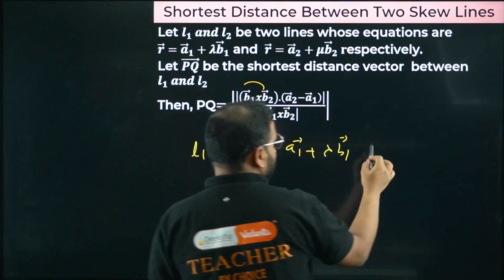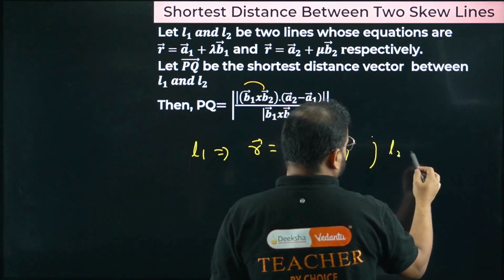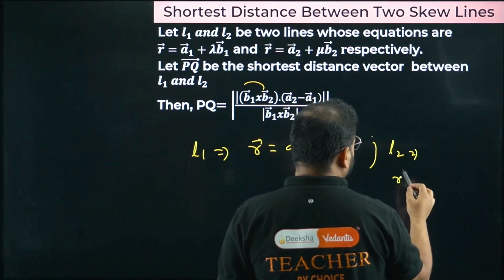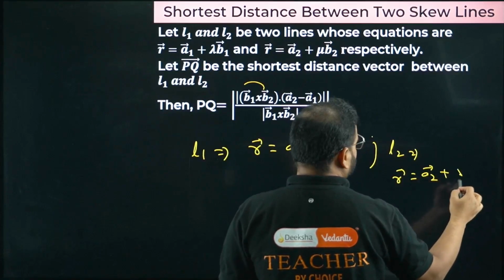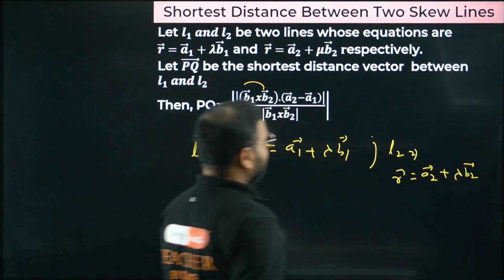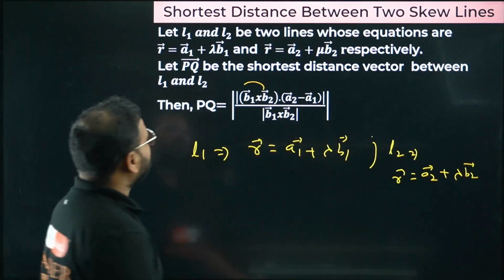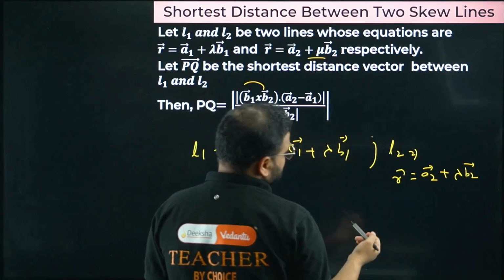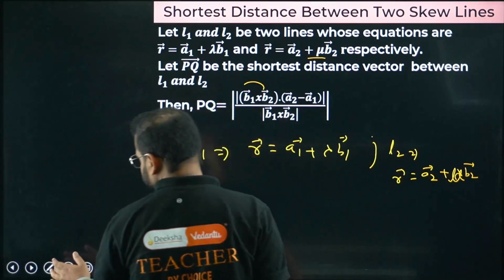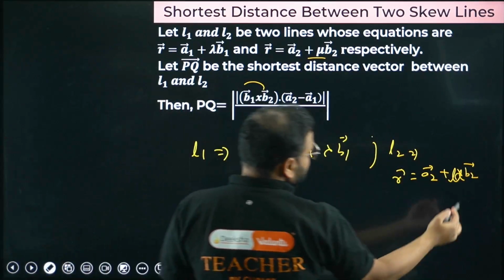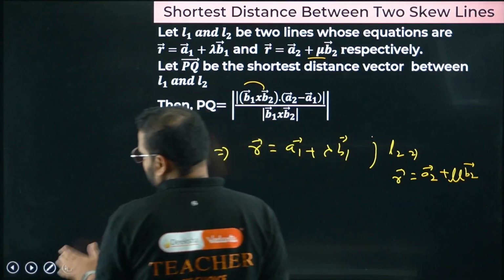Same, I can write for the line L2 with the relation r = a2 vector + lambda b2, or they've given it here with mu. I can't take the same, so let's just take mu over here. I'll take this with mu, not a problem.